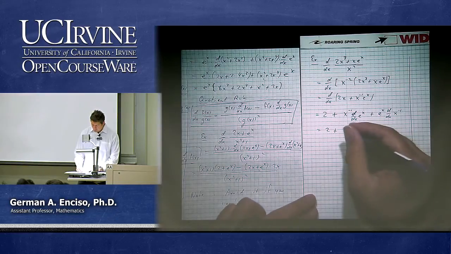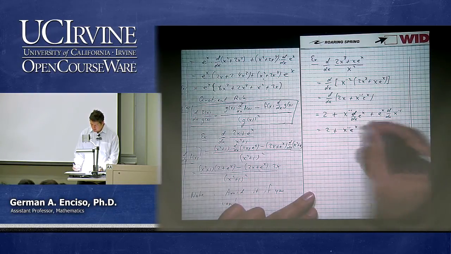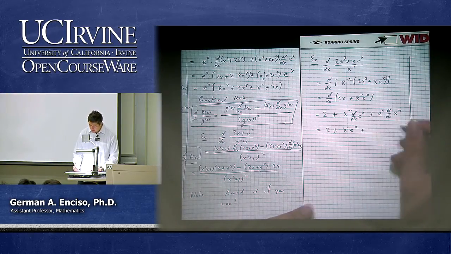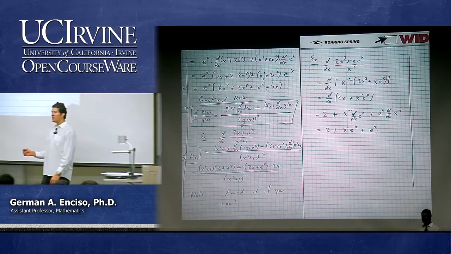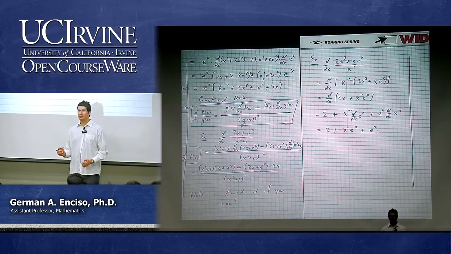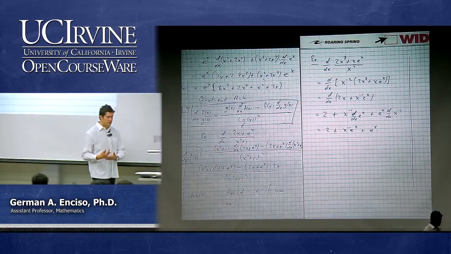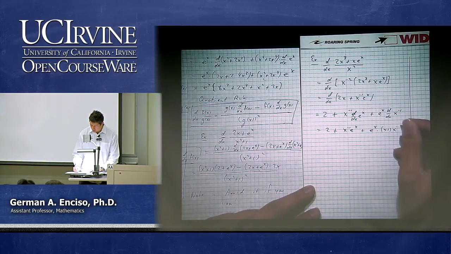And that is equal to 2 plus x to the minus 1 times e to the x, plus e to the x times, what was that again? The derivative of x to the minus 1? It's the power rule for n equals minus 1. Right? So it's minus 1 x to the minus 2.